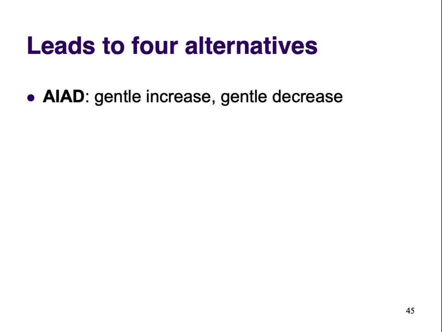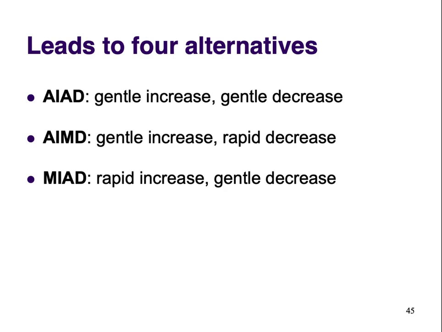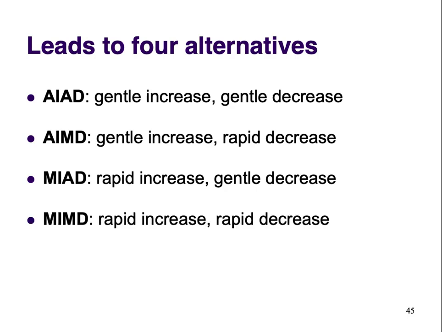So AIAD is additive increase, additive decrease. Means you increase additively, you decrease additively. So a little bit, you increase slowly, you decrease slowly. AIMD is additive increase, so I increase slowly, but I decrease very rapidly. Okay. MIAD is the opposite. I increase very aggressively and I decrease slowly. And MIMD is I both increase and decrease very rapidly. Which do you think is the right approach, just intuitively?